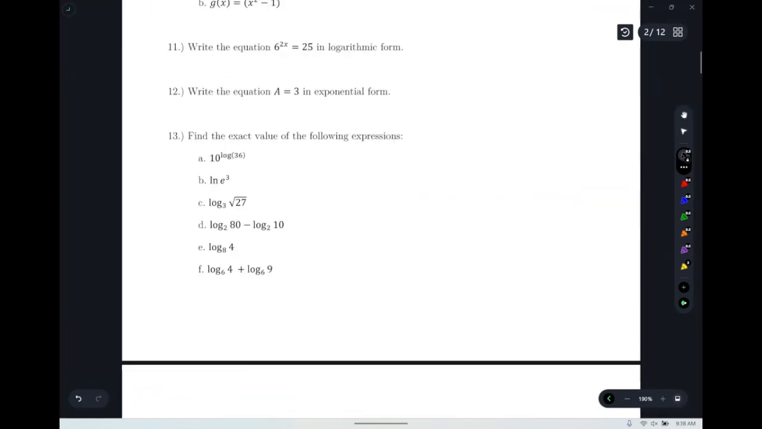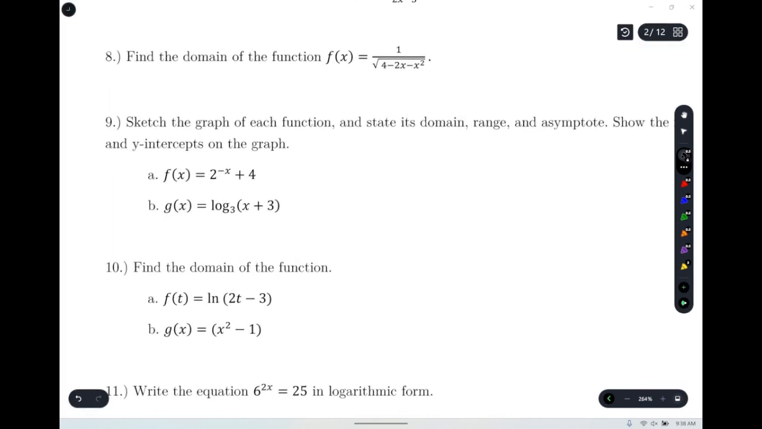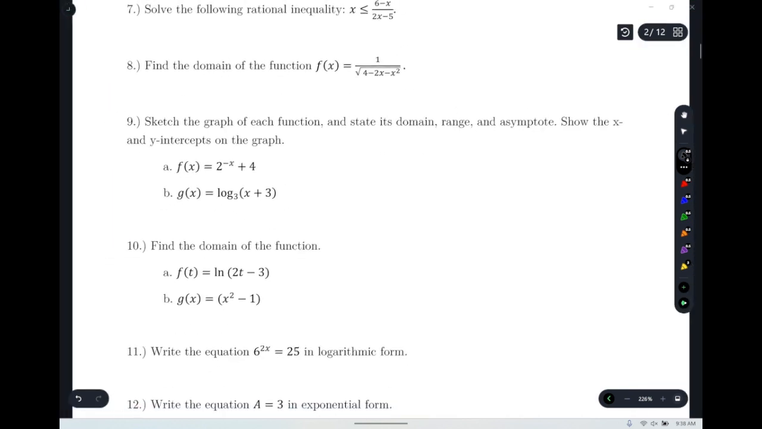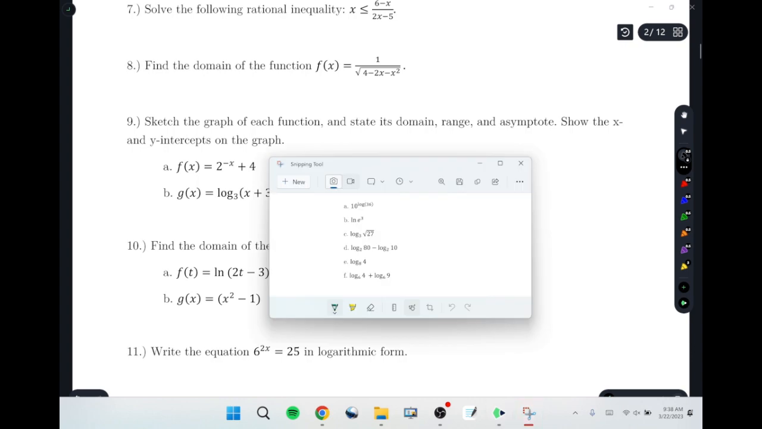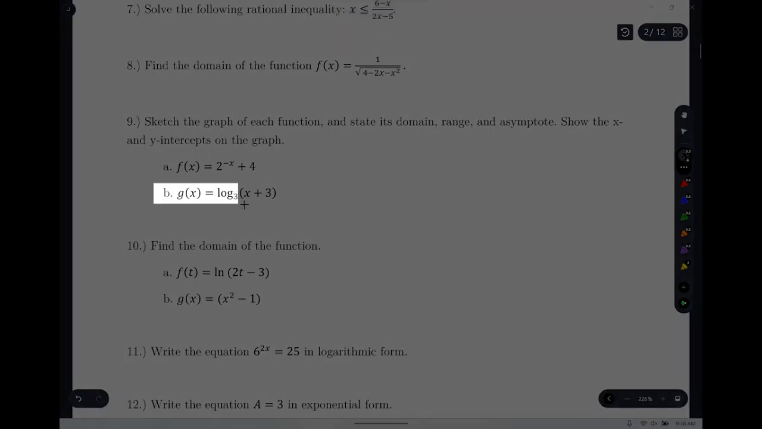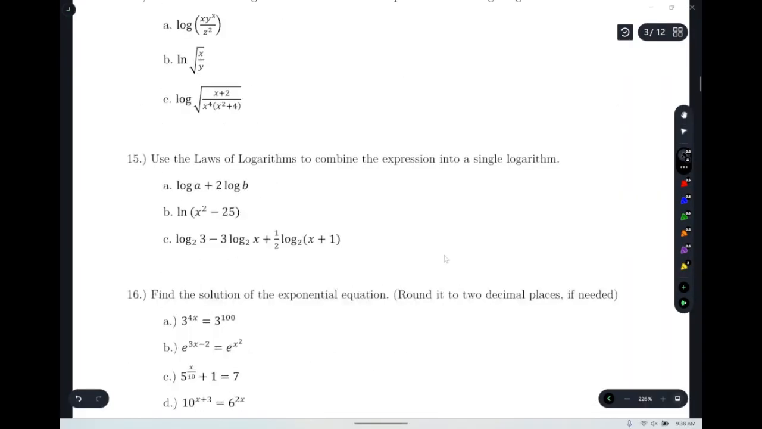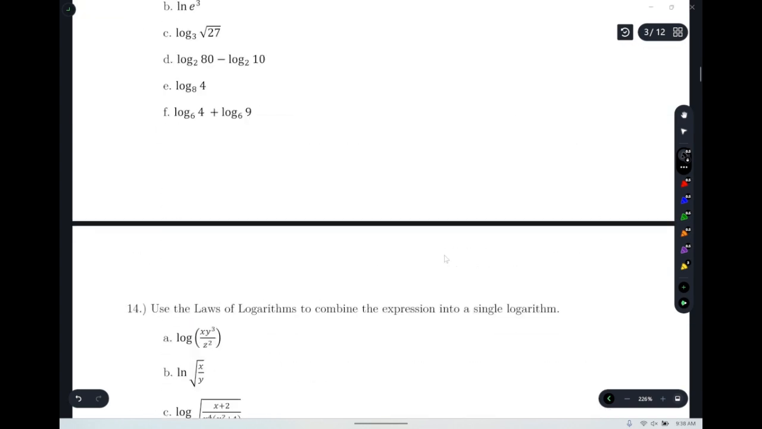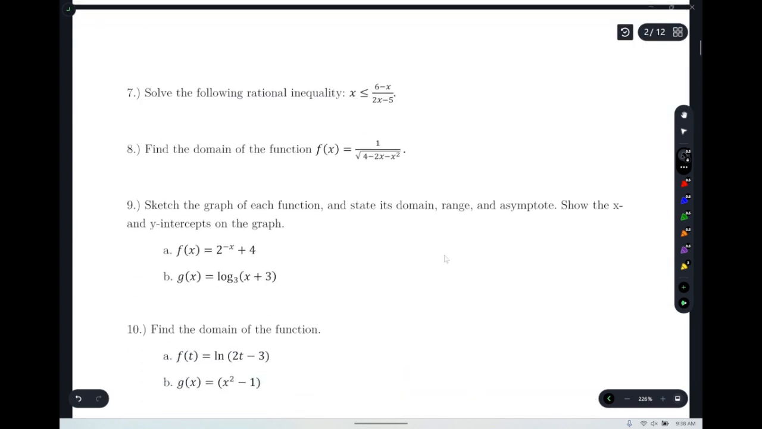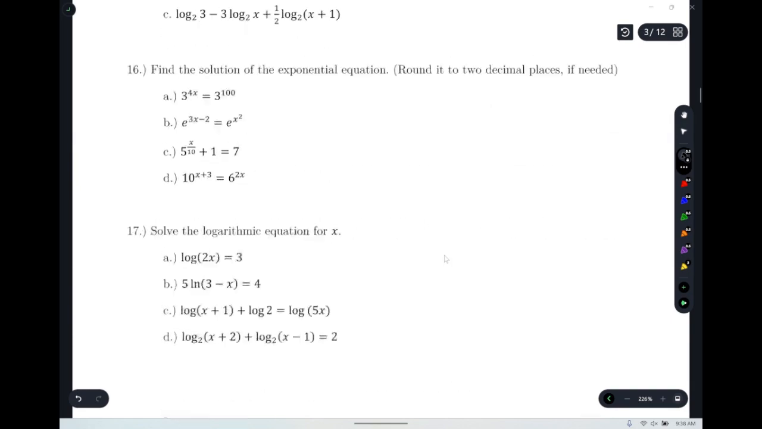9A and B. 9B. Sketch each graph. Oh, I love these. It's not gonna be bad. For these, the main goal, it says sketch each graph and state its domain and range. And asymptote, show the x and the y intercepts. Blah blah blah.